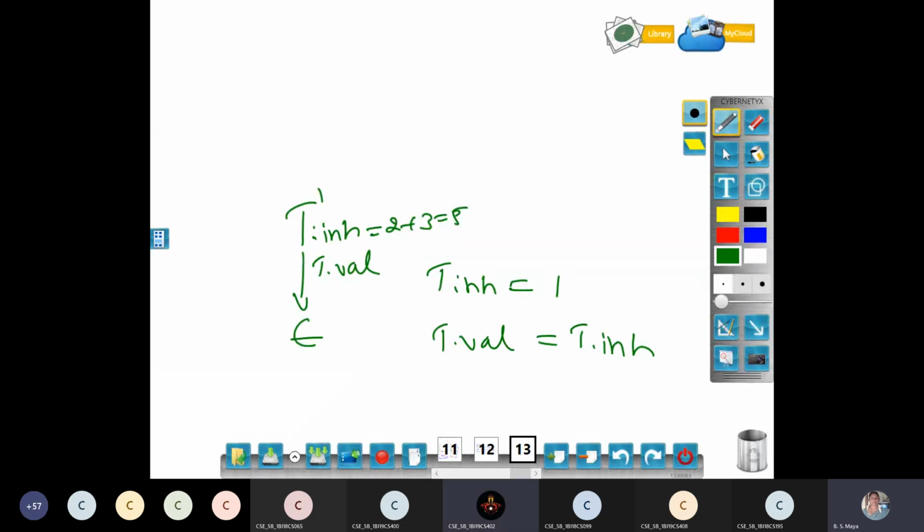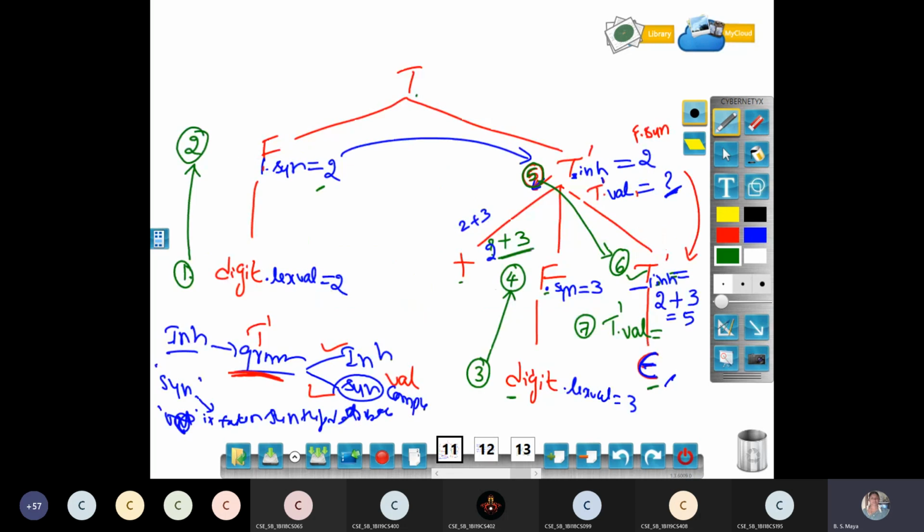I have stored it in the previous diagram. Now I want to find out what T dot value is. So T dot value is nothing but the synthesized attribute. The synthesized attribute is nothing but epsilon. Because of epsilon, whatever value is computed for the inh, the same copy will be stored into synthesized also. Then this will be 5, right? Can I write like this: T dot of val is equal to T1 dot of inh. Now this also is 5.